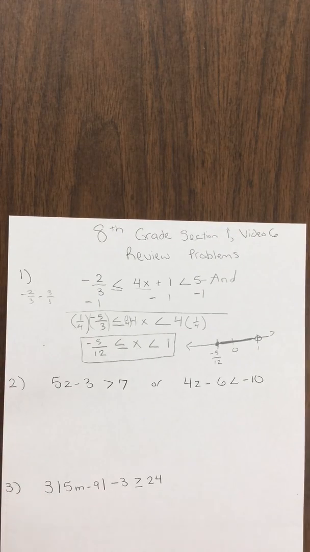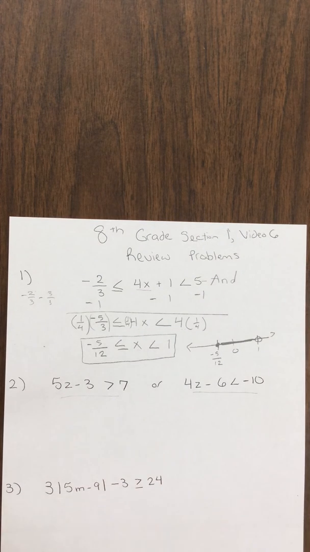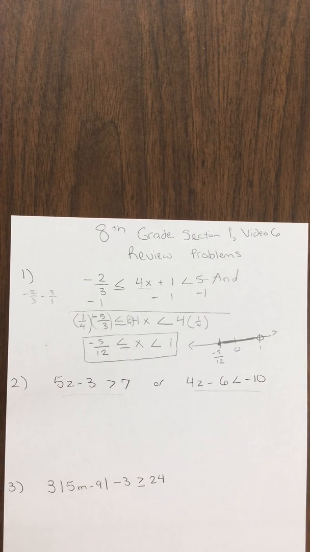Number 2 is different. We have a compound inequality connected by the word "or." We have 5z minus 3 is greater than 7, or 4z minus 6 is less than negative 10. Again, we have two inequalities, so you're going to have to solve each inequality separately. Then when you graph the solution on the number line, the solutions are going to go away from each other. So you're going to have two intervals for the graph. Let's go ahead and work this out.